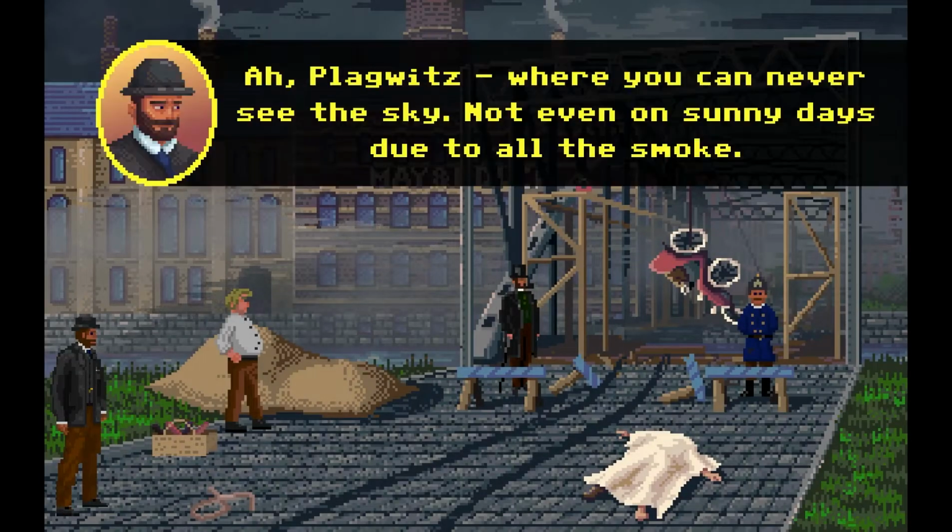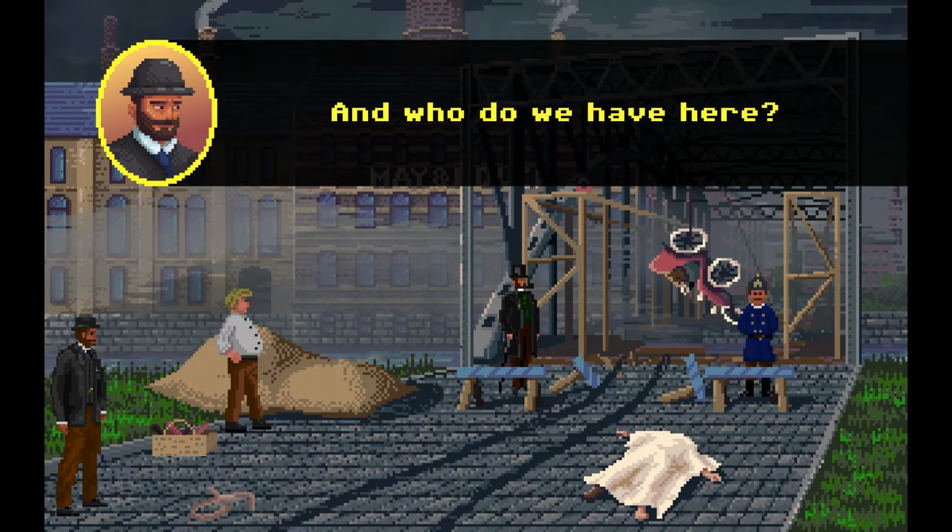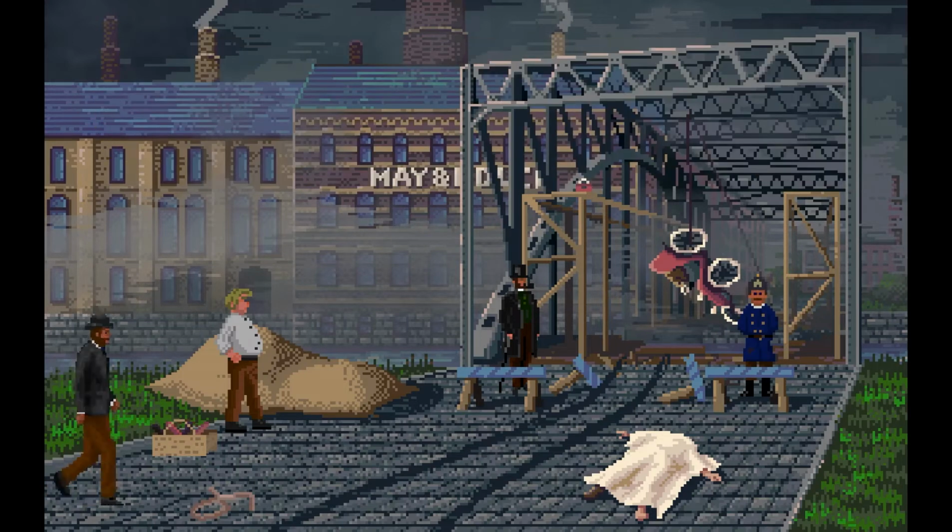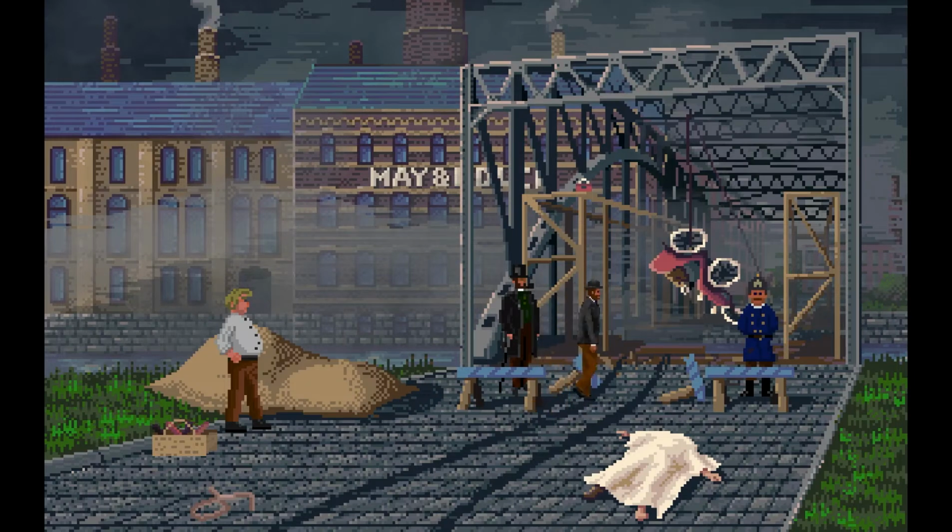Oh, was that a loading screen? Oh, I see the car. Ah, Plagwitz, where you can never see the sky, not even on sunny days due to all the smoke. And who do we have here? I guess this is an industrial area. Ah, I found the body.